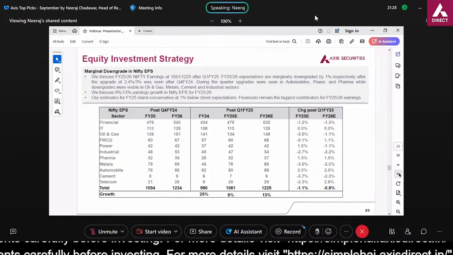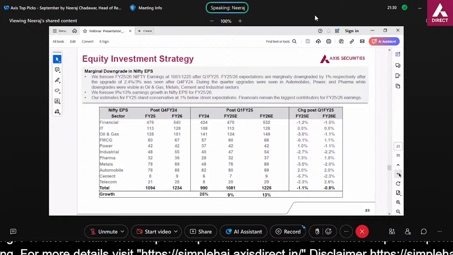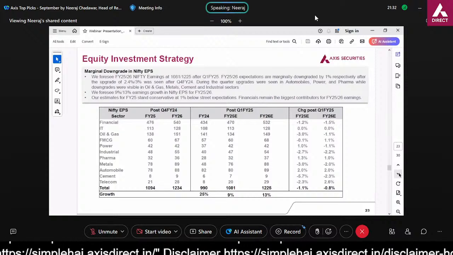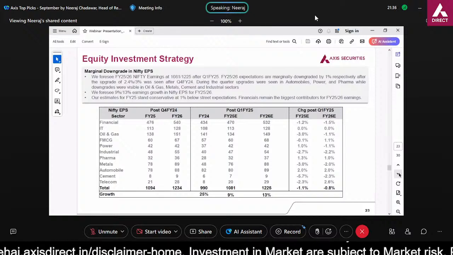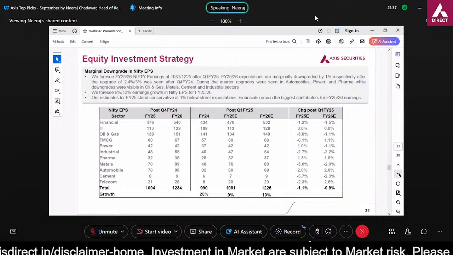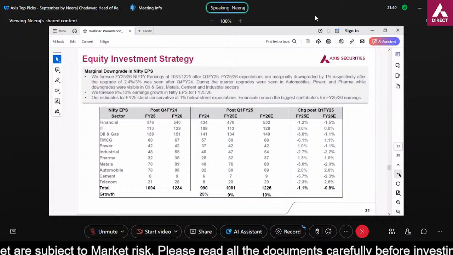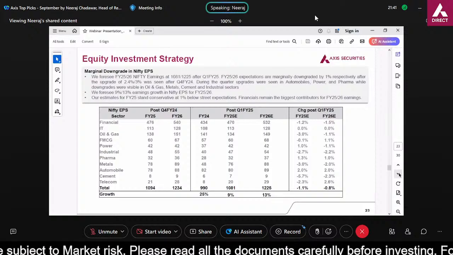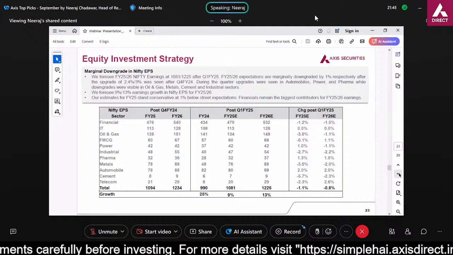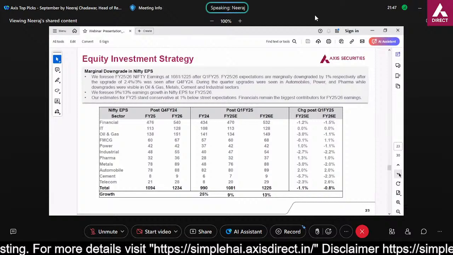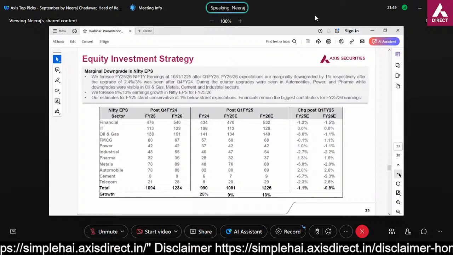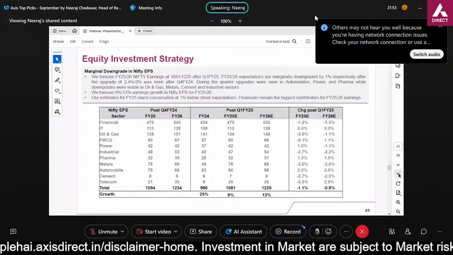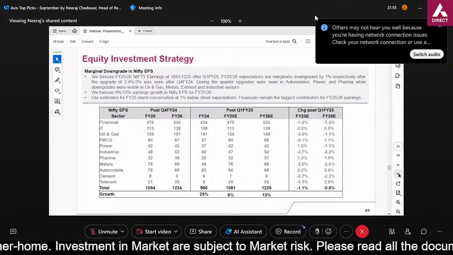They are replacing Divi's Lab, and second is LTI Mindtree. Now the earnings of Trent and Bharat Electronics will again contribute at a Nifty 50 level, which we believe that this 9% growth has a fair chance to upgrade to 10 to 11% in FY25. And market is looking at those numbers, and we believe that the chances of those upgrades are very, very high for the second half of FY25.